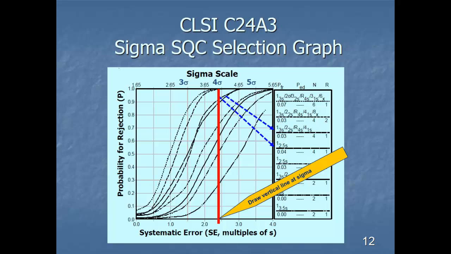And sigma is related, so sigma is on the top scale, and the bottom scale is the size of the error, the critical systematic error. And those two parameters are related, so you can use either metric. It's simplest to use sigma. So for this particular method with a sigma of 4, you should be using a multi-rule with an n of 4, or if you want to use a single rule, 2.5s with an n of 4. So again, rule of thumb, you get a sigma of 4, you should be running 4 control measurements.